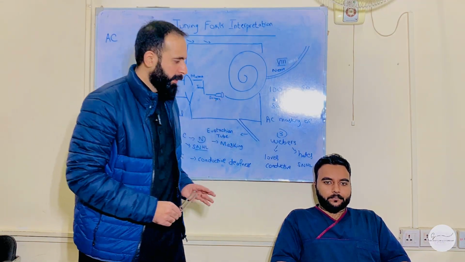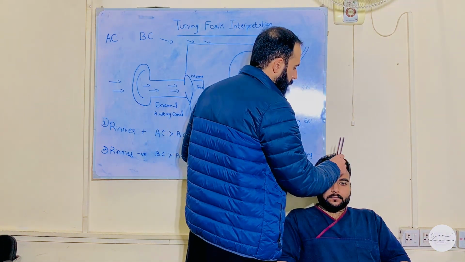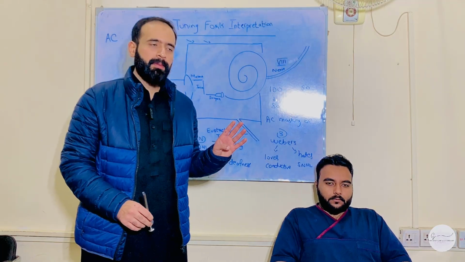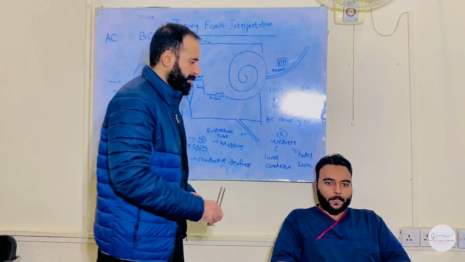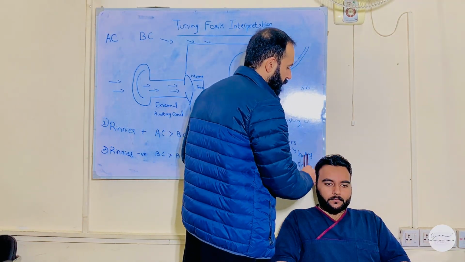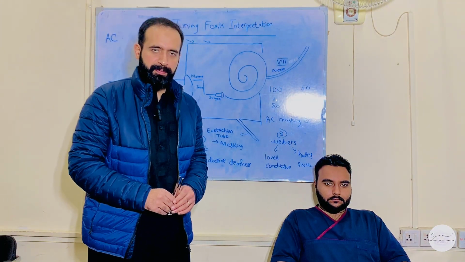Scenario number 4. Rennes negative, Weber's coming towards the right ear. This is both ears having conductive deafness, but right ear having more conductive deafness. Scenario number 5. Rennes positive, Weber's coming towards the right ear. This means that the left ear has sensorineural hearing loss.